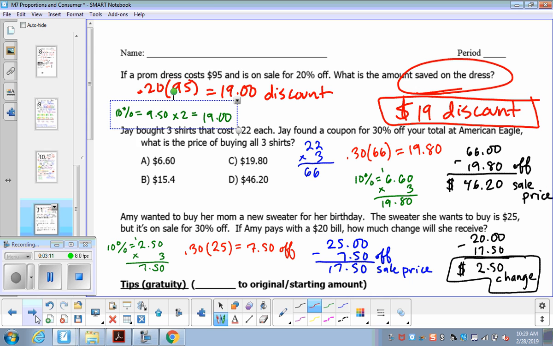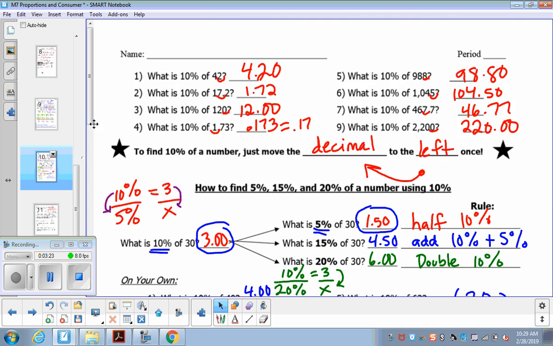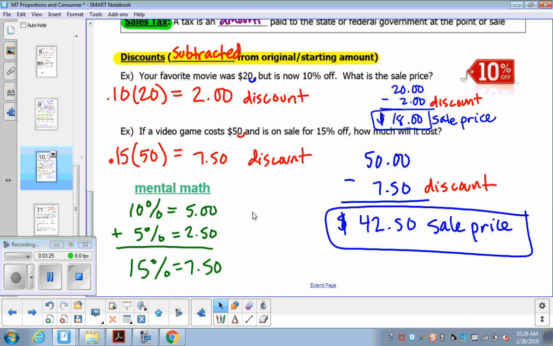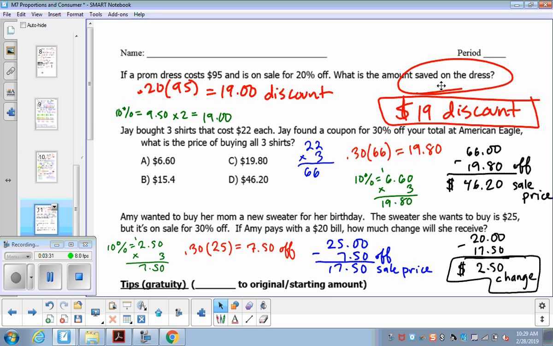All right, let's flip over. Now we're going to take a look at a prom dress that costs $95 and is on sale for 20% off. This time we want to know just the amount saved. Notice for the last two problems, I wanted to know the sale price, meaning what it's going to cost after you subtract the discount. For this problem, I just want to know the discount, just the amount saved.